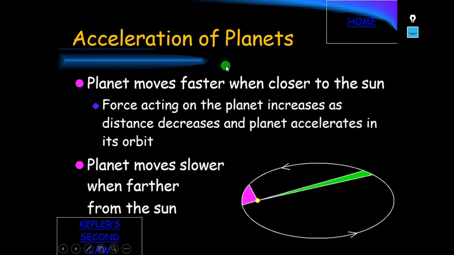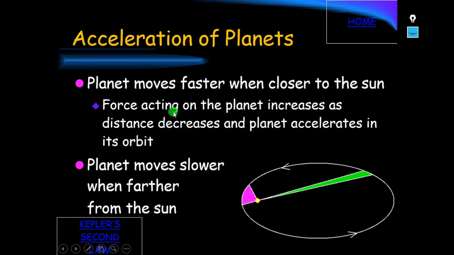Next, acceleration of planets. How is acceleration affected when the planets are nearer to the sun or farther away from the sun? The planet moves faster when closer to the sun. Let us say the sun is the yellow one, and the planet is revolving around the sun. When the planet is closer to the sun, it moves faster so that it covers a larger area.